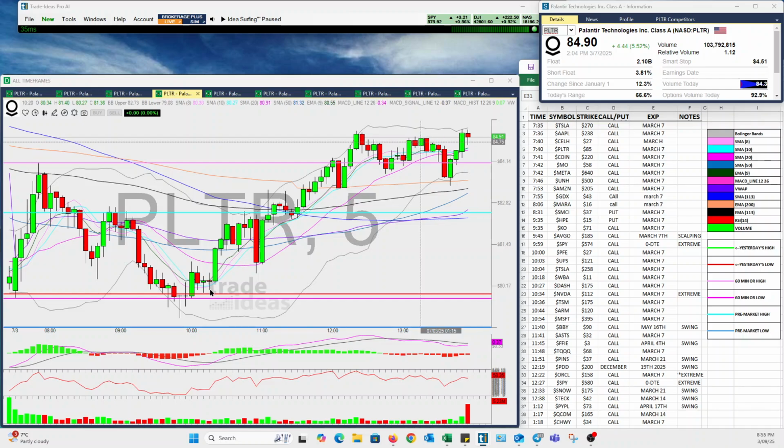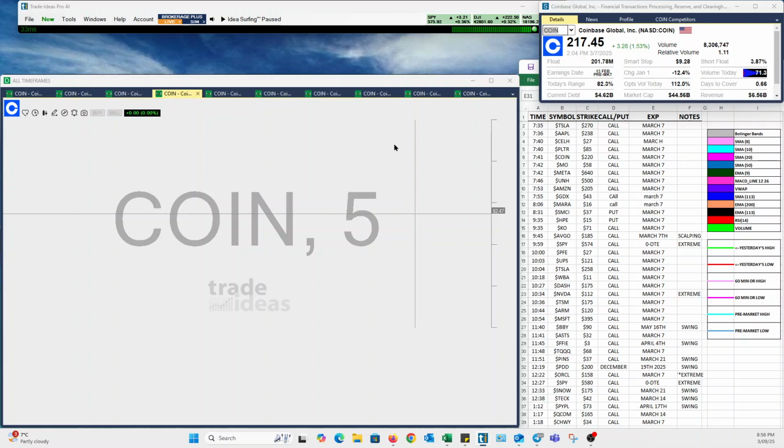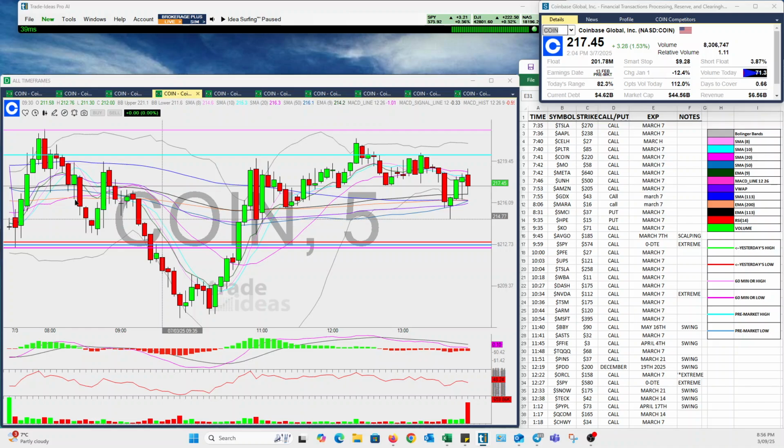Okay, so that was PLTR, Palantir. And so this, you could have caught a nice upside on this trade, whether you entered right after it crossed VWAP, or entered on the rejection down here. You would have got a nice upside to that trade. So that was PLTR. Next we had coin. Coin was called out at 7:41 and it was a call. So let's look at coin at 7:41, which is right around here.